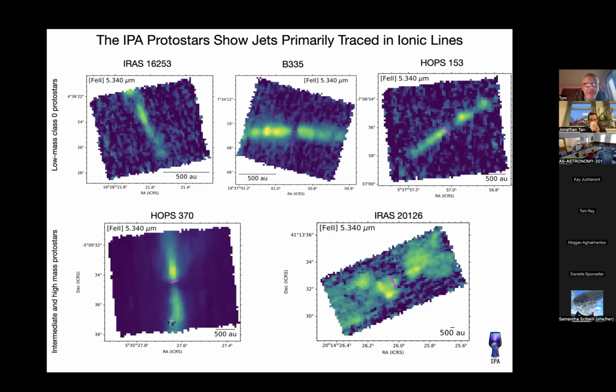And you can immediately see this when we show the [Fe II] maps from MIRI at 5.34 microns. Here, 16253, B335, and HOPS 153 are all Class 0 protostars. HOPS 370 is a bit more luminous, but it also has a very massive envelope. So I think all of these are in an envelope-dominated phase where stellar mass assembly is occurring. And then IRAS 20126, of course, is our most luminous object, basically a high-mass protostar. And you can see that one is a bit more complex, right? I'll address the reasons for that later.